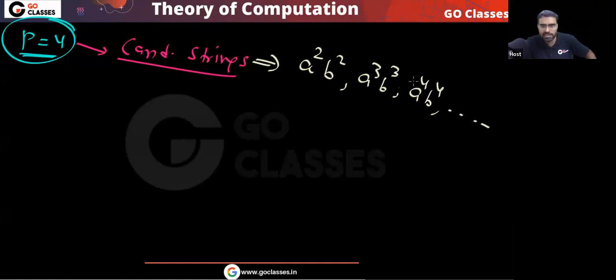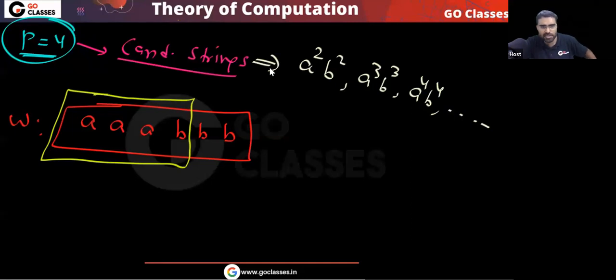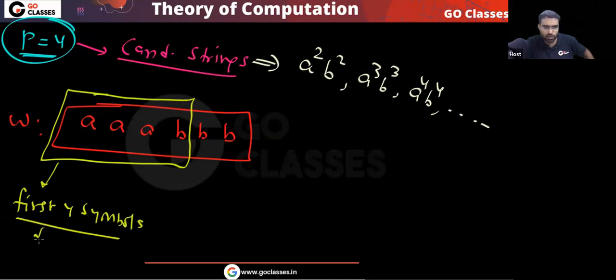Let's directly check it on a power 3, b power 3. This is your candidate string. First of all, tell me in which area you will find y. You will find y in this area, in the first 4 symbols. These are the first 4 symbols. In these first 4 symbols, you find y.